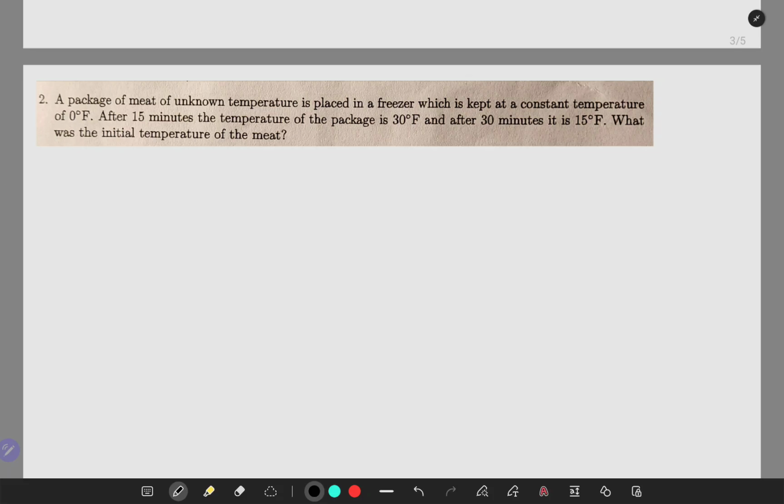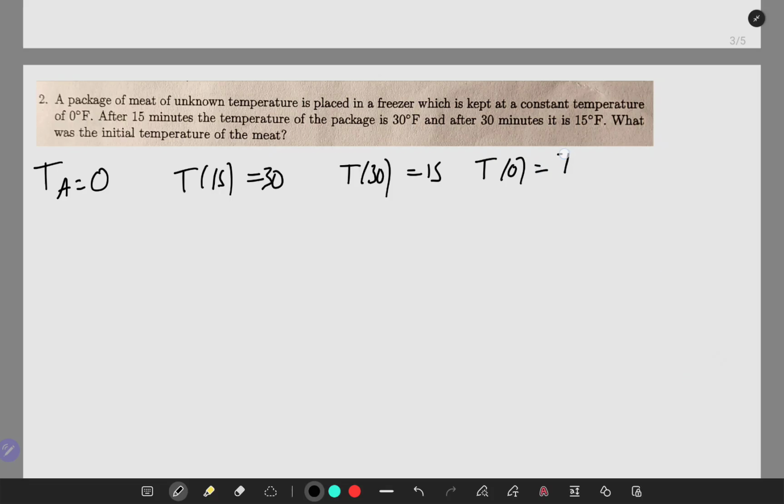A package of meat of unknown temperature is placed in a freezer, which is kept at a constant temperature of 0 degrees Fahrenheit. Right off the bat, let me write that down. So we know that our ambient temperature is 0. After 15 minutes, the temperature is 30 degrees. And after 30 minutes, it is 15 degrees. What was the initial temperature of the meat? So let me write that like this. The initial temperature is at time 0. And I'll just call the initial temperature T naught.